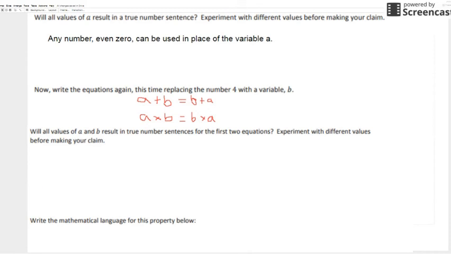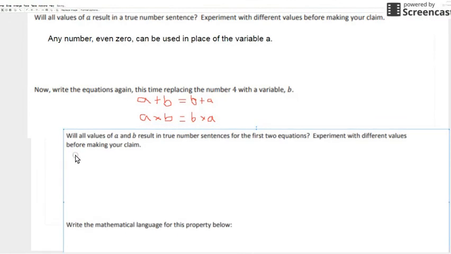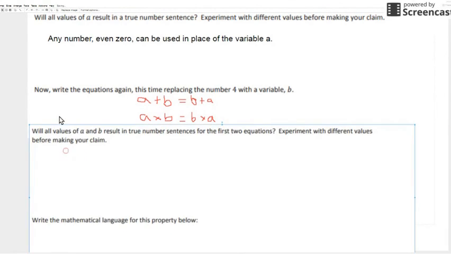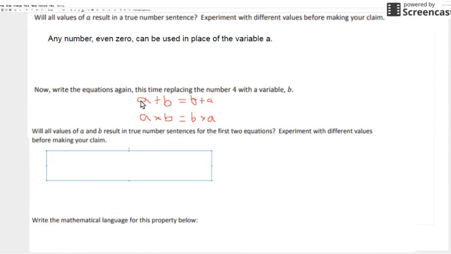So now, if we look at the next part, it says, will all values of a result in a true statement for the two equations? Experiment with some different values. So once again, we do this verbally. I'm not going to write out a whole bunch of different examples. If you want to, please pause the video and plug in different numbers. If I make a 2 and b 1, well, 2 plus 1 is 3, and 1 plus 2 is still 3. 2 times 1 is 2, and 1 times 2 is still 2.